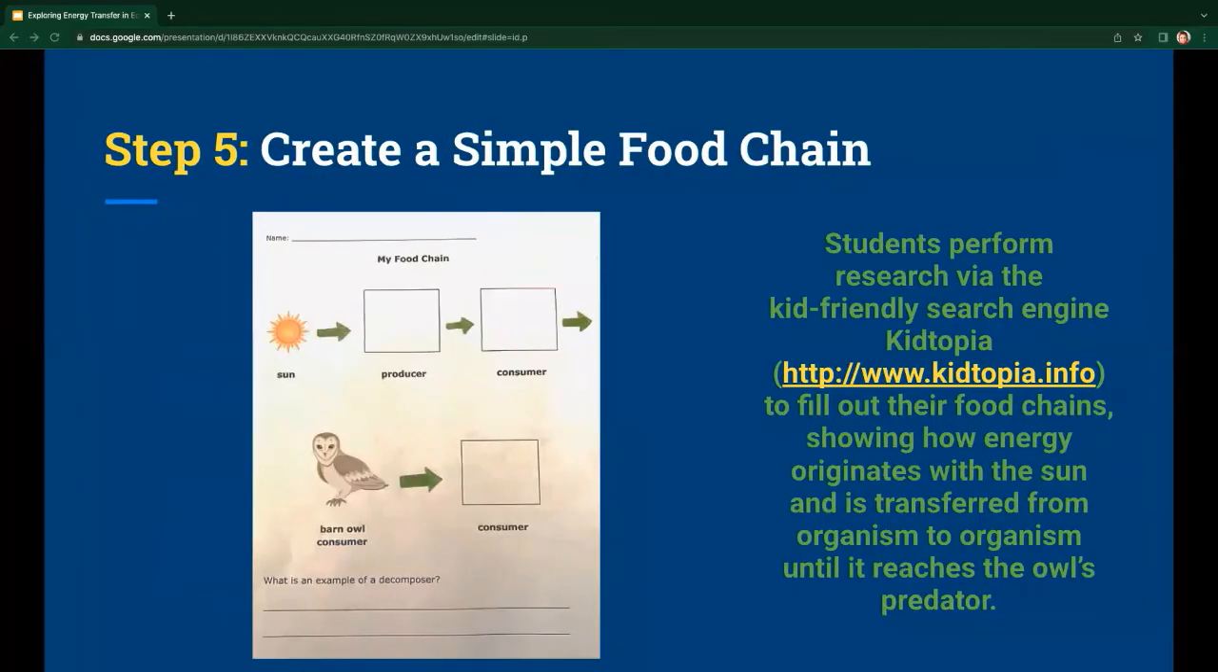Now, students are ready to begin building simple food chains. They use the kid-friendly search engine Kidtopia, which is powered by Google, to fill out their food chains. Each food chain must show how energy originates with the sun and is transferred from organism to organism until it reaches the owl's predator. Students must also be able to differentiate between producers and consumers in their food chains.